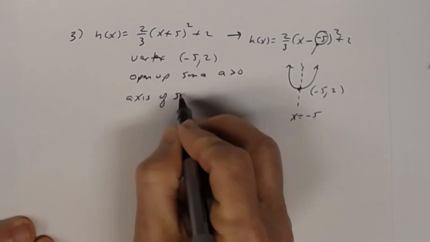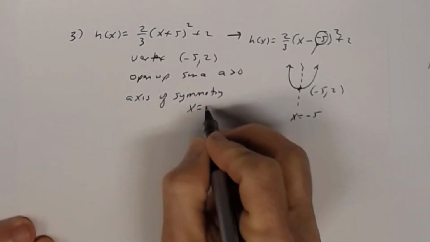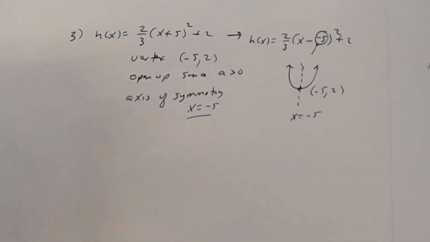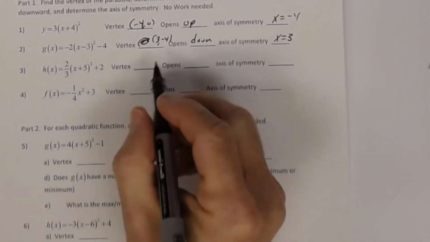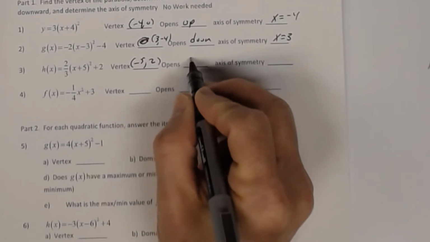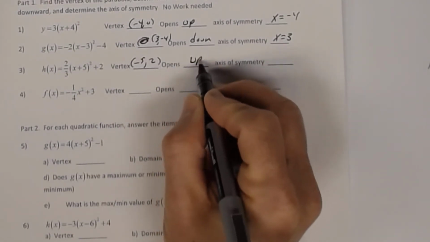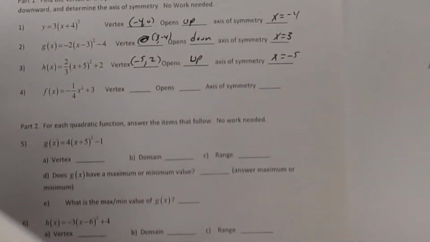So axis of symmetry, you have to say x equal and then negative 5. All right, so that was number 3. So number 3, we have, as our answer, negative 5, 2. It opens up, and the axis of symmetry is x equal negative 5. All right, now let's look at number 4.